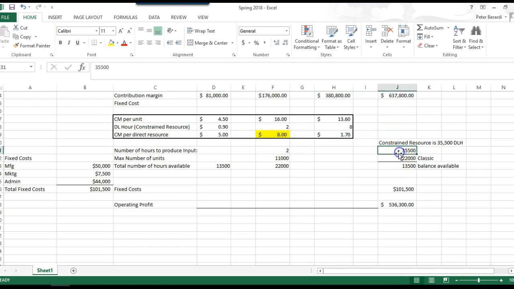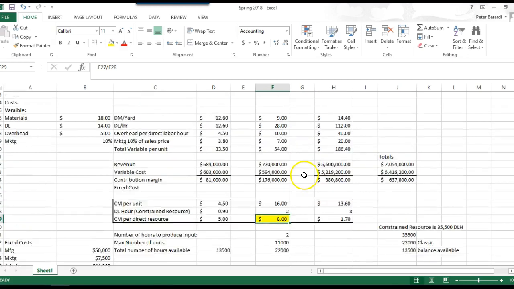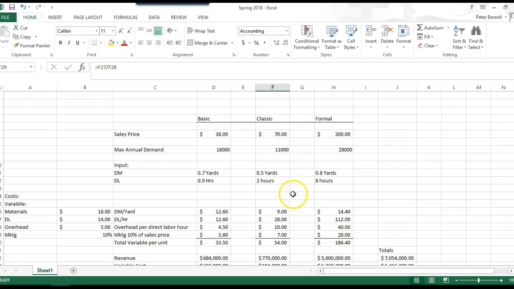So we start off with 35,500. So 1, look at the most profitable product with the highest contribution margin per direct resource first, which in this case is the classic at $8. Look at the input. It takes 2 hours to produce 1 unit of classic.